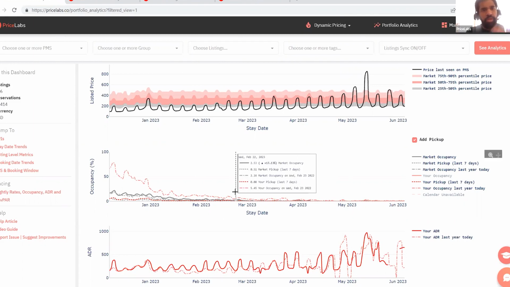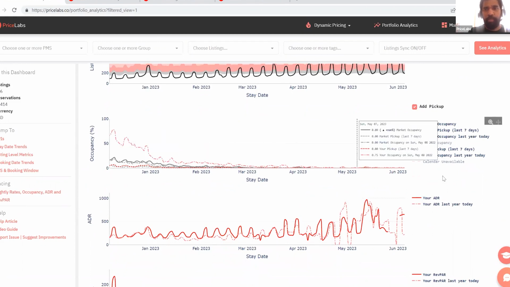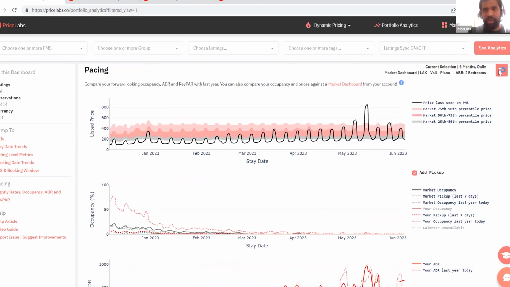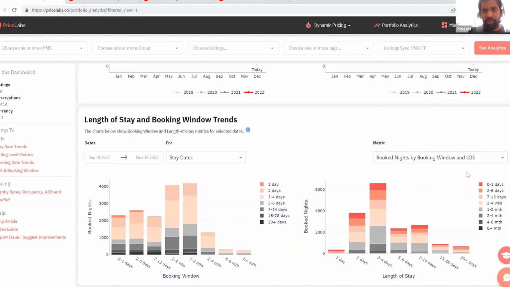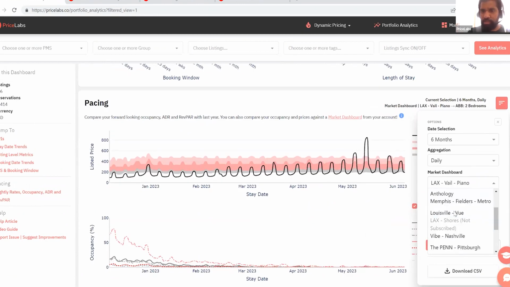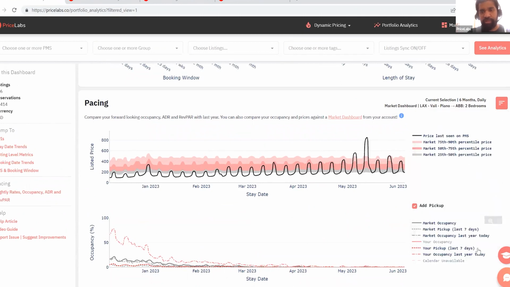So again, use case number one, where I want to compare my performance that has already happened with some prior periods. Use case number two, I want to look at length of stay and booking window graphs to understand how I can use stay restrictions better. Use case number three, where I want to look at pacing graphs. So where I get rid of, hmm, I did not know there's no way to get rid of market dashboards once you've added them.